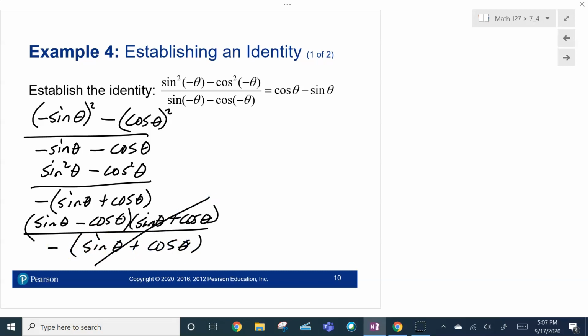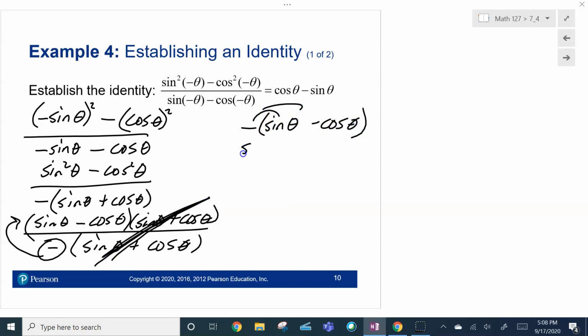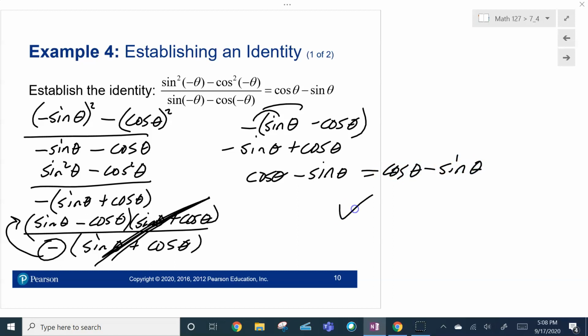Notice those cancel. And then what I'm also going to do is take that negative up top. So I've got negative, sine theta minus cosine theta. Those factors canceled right there. So I have negative sine theta plus cosine theta, in other words, cosine theta minus sine theta. That's what we're trying to get to. Remember, I'm always looking at that right-hand side, trying to get to that point. We just got to that point, working with the left-hand side.